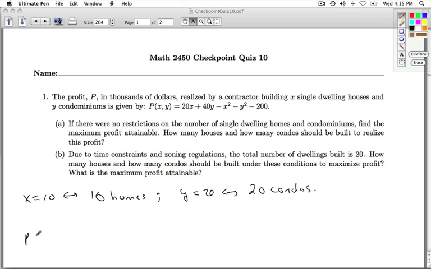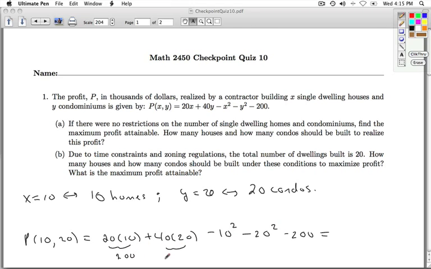What's the profit? Well, the profit, X is 10, Y is 20. You got 20 times 10 plus 40 times 20 minus 10 squared minus 20 squared minus 200. So we get 200, we get 800. We're adding those together. So that's 1,000 minus 100 minus 400 minus 200. So we have 1,000. So minus 100 is 900. Minus 400 is 500. Minus 200 is 300.